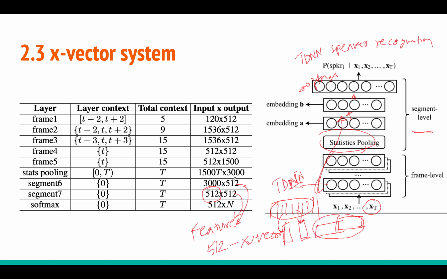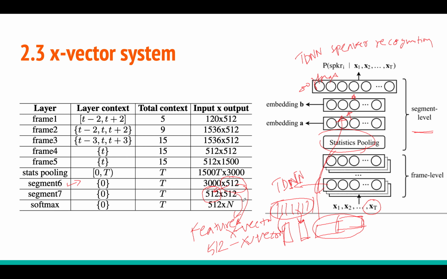So basically you have a pooling layer. After the pooling layer, whatever output you get from the segment 6 layer's output, this one is our X vector feature, right? And that's the same as this, because this is what goes as input to the second segment layer, right? And this is the whole thing.